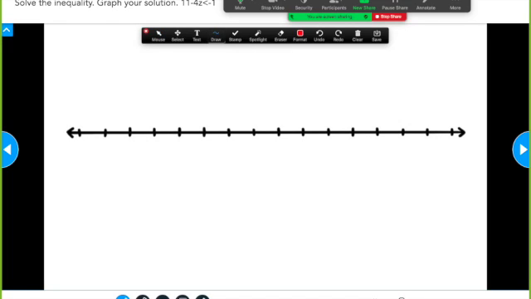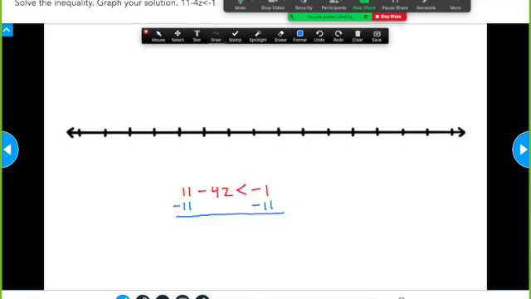We have here 11 minus 4z being less than negative 1. So the first step that I want to complete is the adding or subtracting because of the fact that I don't see any distributive properties. I also don't see any like terms that I can combine on the left side or the right side. So I'm going to start off by subtracting 11 on both sides.